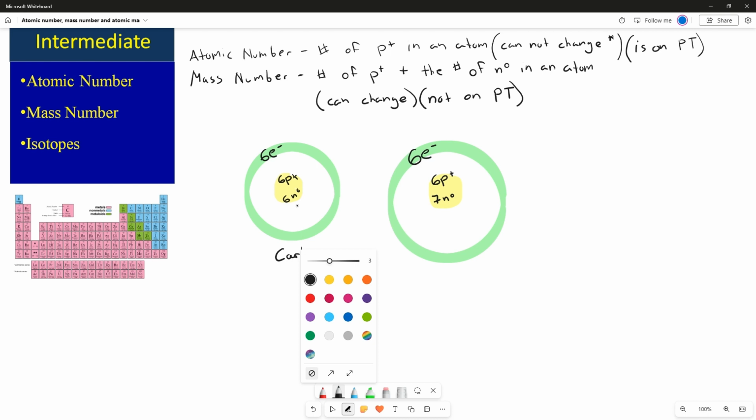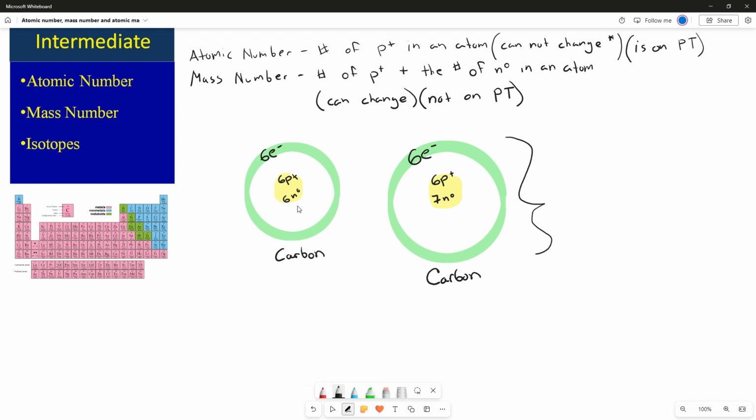But it's still called a carbon. So this is also a carbon atom. These two carbon atoms together are called isotopes of each other. They are an example of two isotopes of carbon. So we should define what is an isotope now.